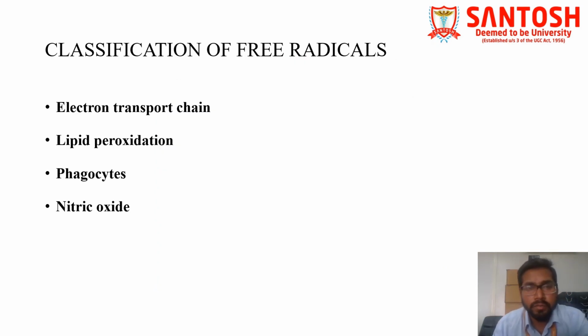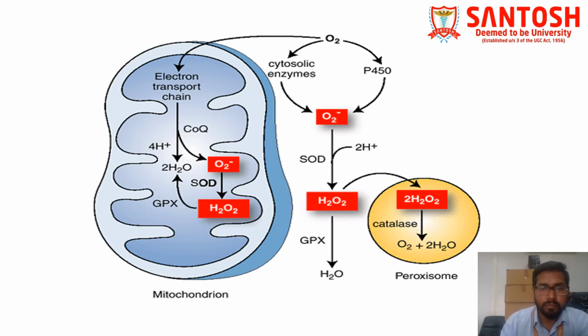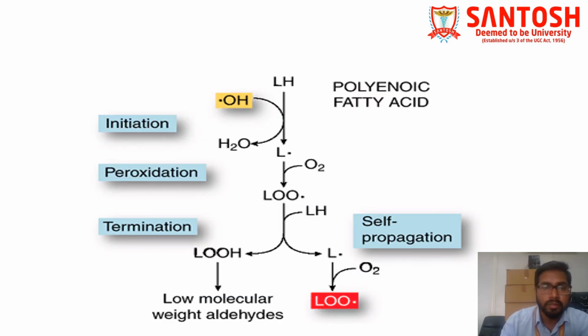If we talk about the classification of the free radicals, which are also involved in damage to the cells at an organelle level, they can hamper the electron transport chain and cause lipid peroxidation, phagocytosis and nitric oxide effects. These are the free radical formations, such as H2O2 and peroxide ion, and this causes membrane damage of the organelles, most importantly the mitochondria. This is a graph showing free radical formation.